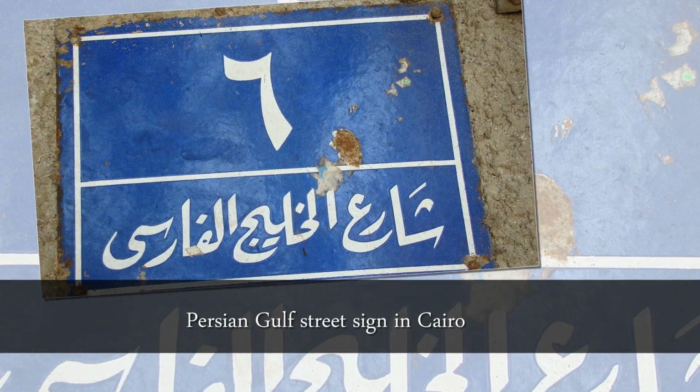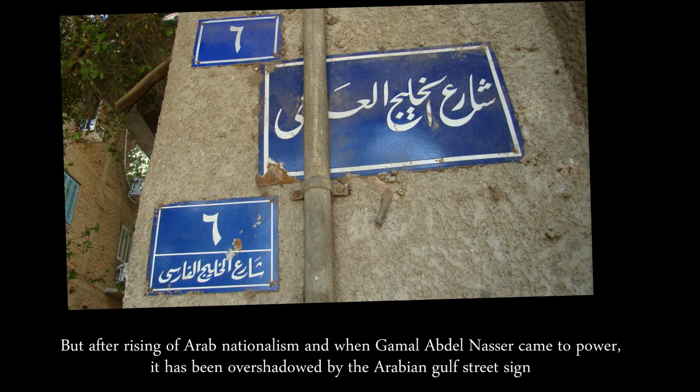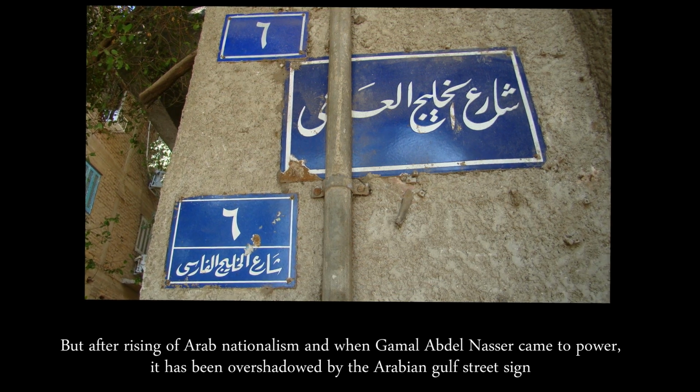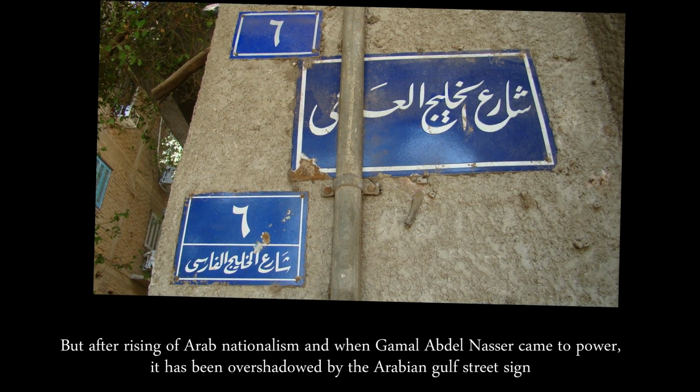Persian Gulf street sign in Cairo. But after the rising of Arab nationalism and when Gamal Abdel Nasser came to power, it has been overshadowed by the Arabian Gulf street sign.